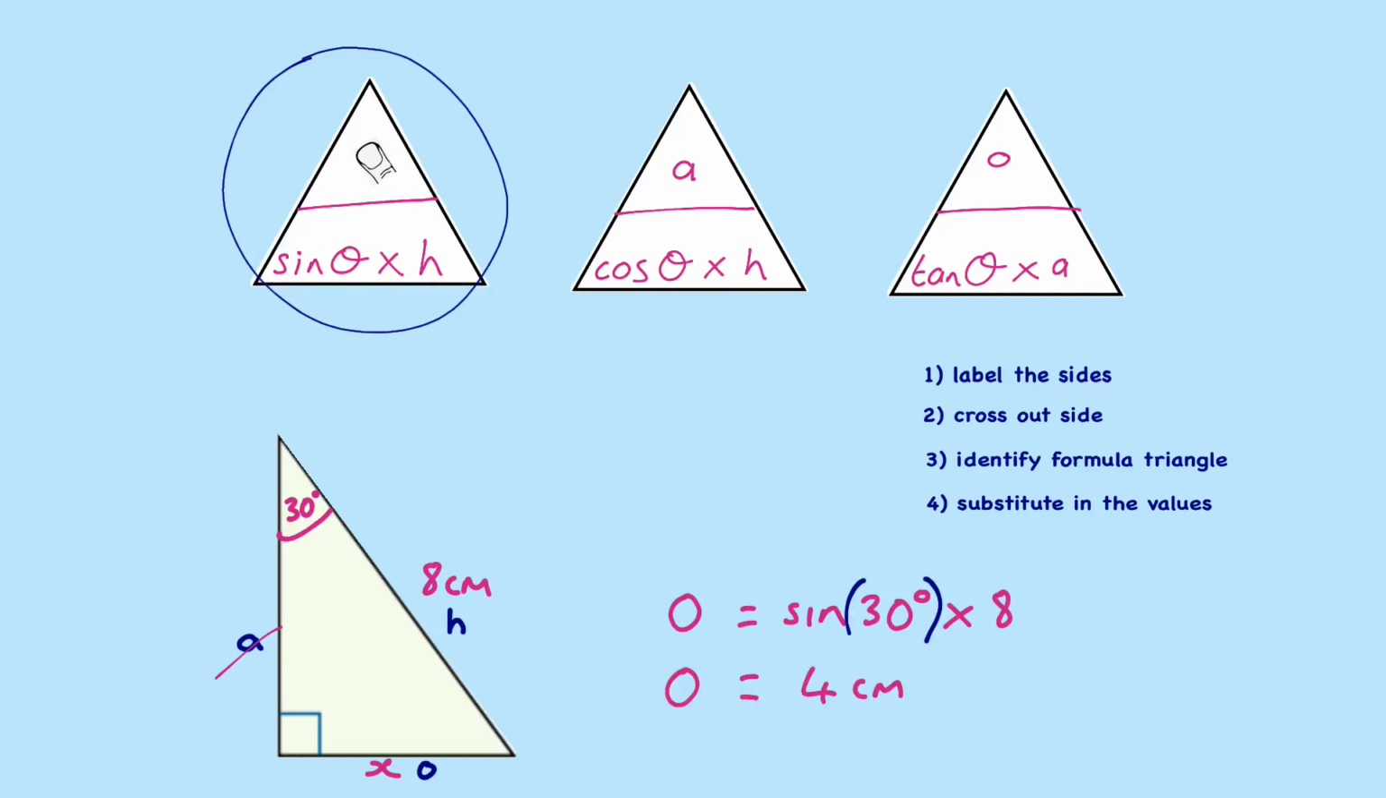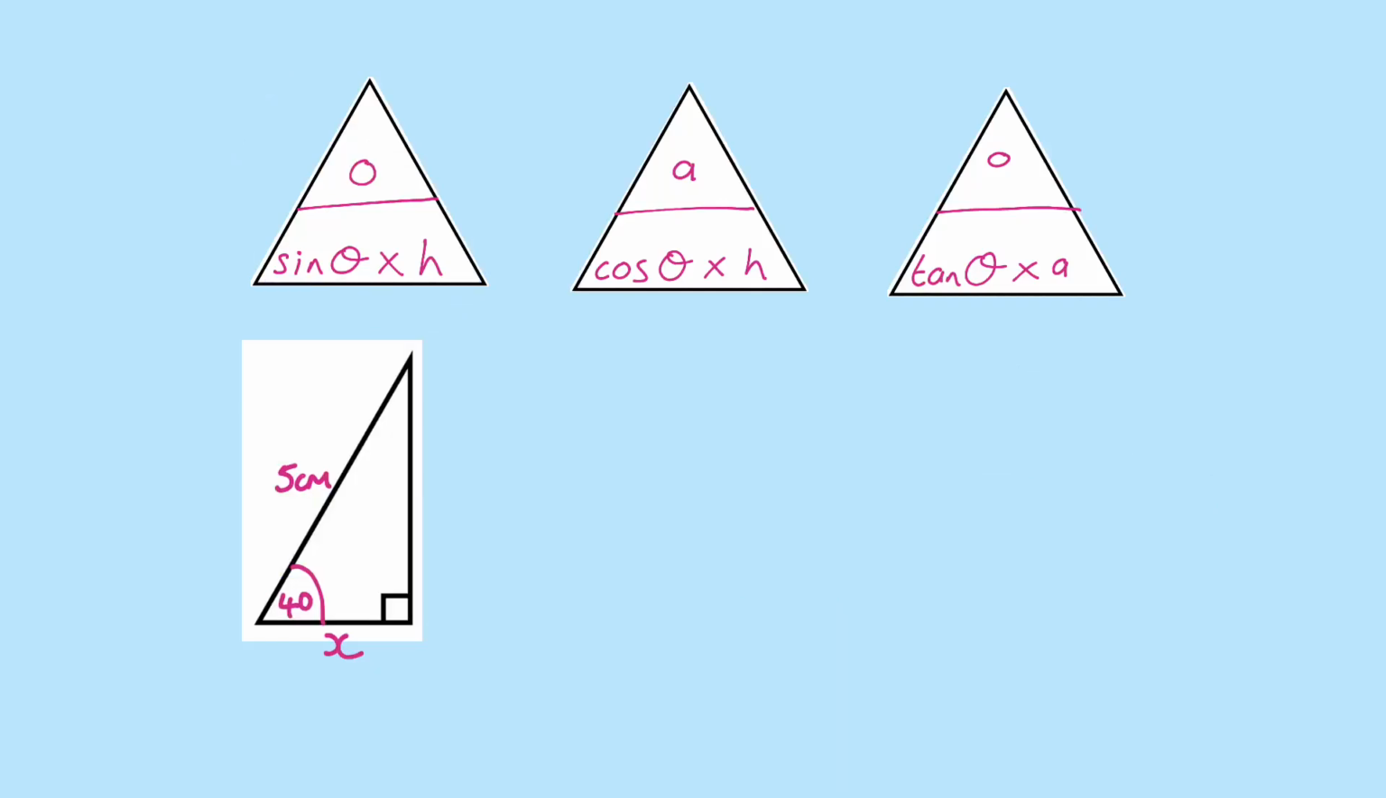Let's have a look at another example. So let's go through the steps again. So step 1, we label our sides. So we have H, which is opposite the right angle, longest side. O, which is opposite the angle you've been given or you're trying to find. A, which is the adjacent side to the angle you've been given or trying to find. Then we cross out a side. So we're not interested in the O, so we cross that out.